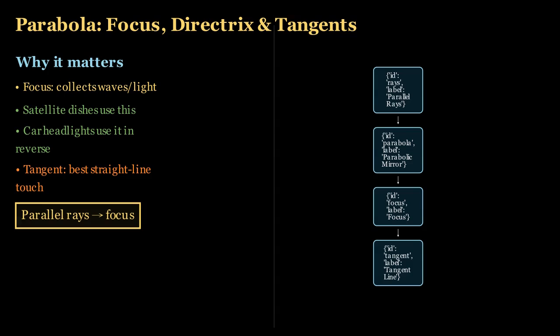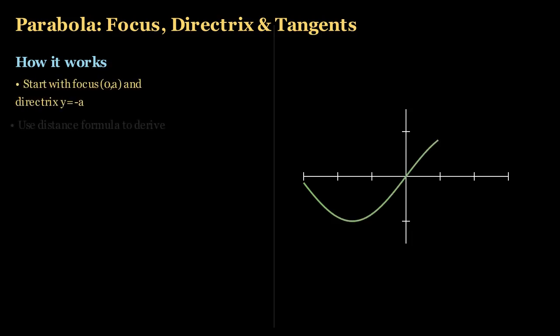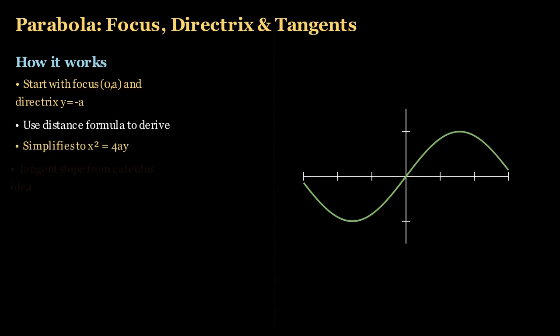Let's build the equation from the ground up. Put the focus at the point (0, a) on the y-axis, and the directrix as the horizontal line y equals negative a. Now take any point (x, y) on the parabola. The distance to the focus is the square root of x squared plus (y minus a) squared. The distance to the directrix is just the vertical distance, which is y plus a. Set them equal, square both sides to get rid of the square root, and expand. The y squared and a squared terms cancel out beautifully, leaving you with x squared equals 4ay.